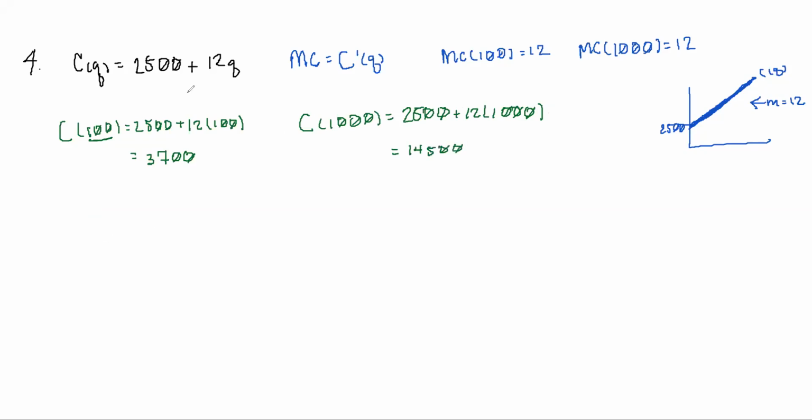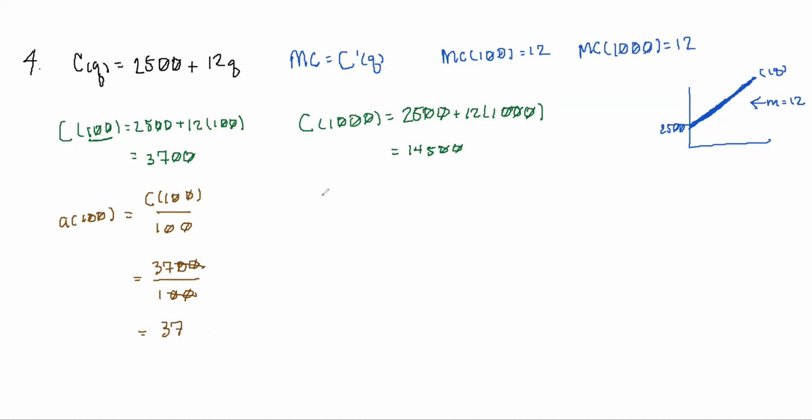So now if I need to find the average cost, I can go ahead and do it like so. I have my average cost of 100, which is C of 100 over 100, which is going to be 3,700 over 100. Cross those off and get 37.